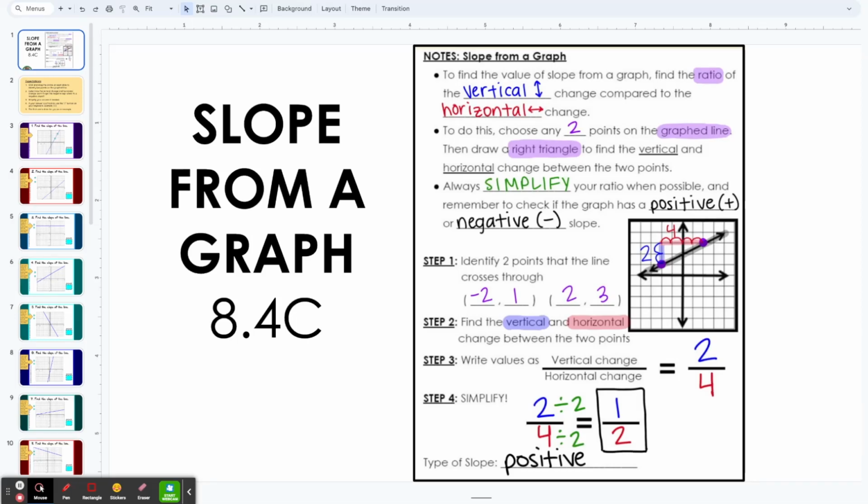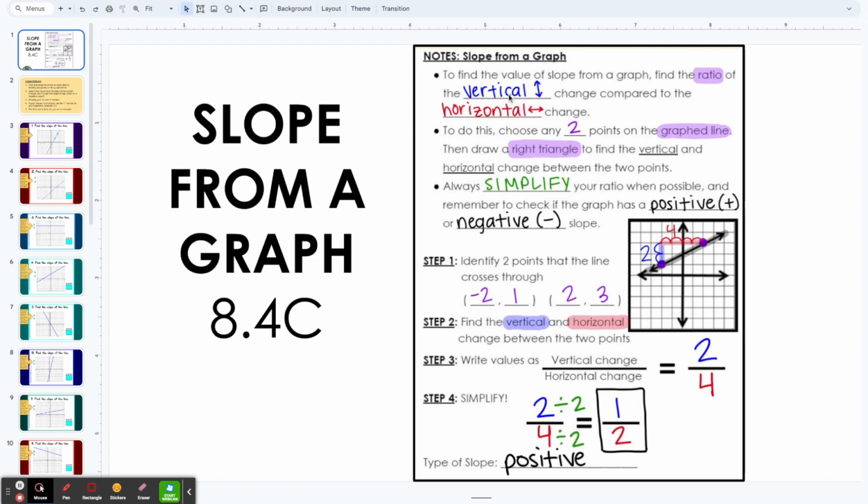Ladies and gents, you're looking at Slope from a Graph 8.4c notes. And some key things I want to highlight because they're going to help us in today's assignment. One, at the very top, it says to find the value of slope, you find the ratio of the vertical to the horizontal. Now remember, ratio is just a comparison of things.